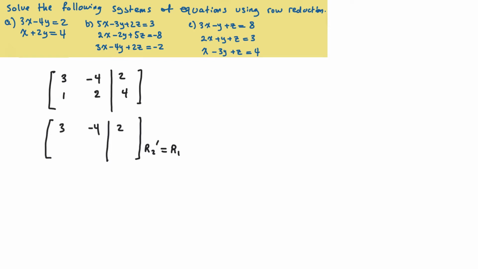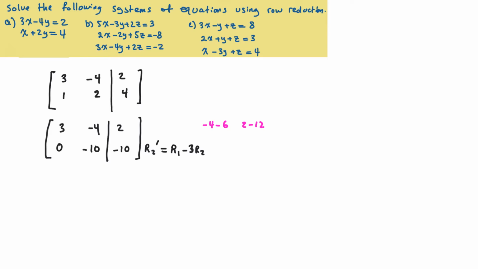If we subtract them, we get 0. If we add them, we will get 6, and obviously, we don't want 6 at the moment. So that's 3 times R2. When we do this, for the first column, we get 3 minus 3, which is equal to 0. For the second column, we get -4 minus 3 times 2, that's 6, so that's going to be -10. And for the last column, we get 2 minus 3 times 4, which is 12, and that's also -10.